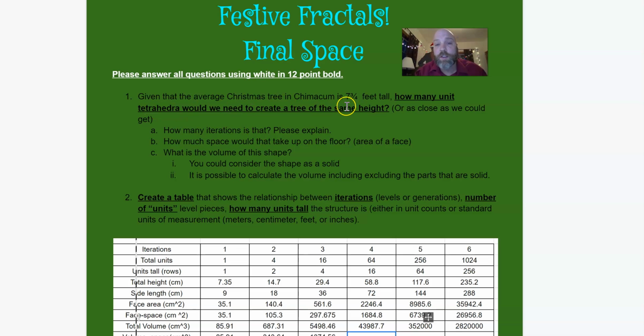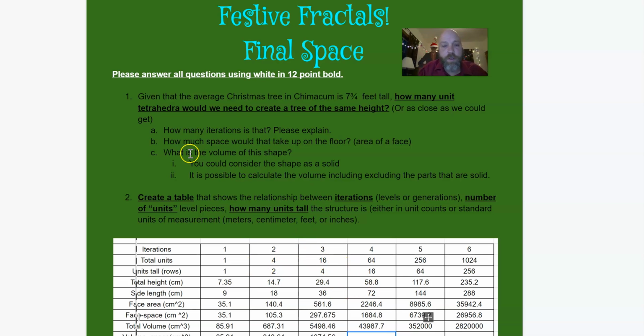You've got a tree that's 7 3/4 feet tall. I'm going to convert that to inches, and then to centimeters, for the very simple reason that these things are in centimeters. So then you'll have the total. You would need to know how many iterations, how many times you need to jump up to get to that 7 3/4 feet. So you make this table.